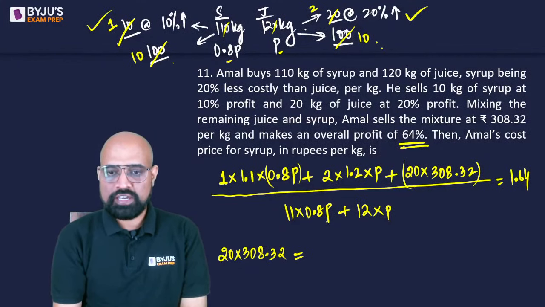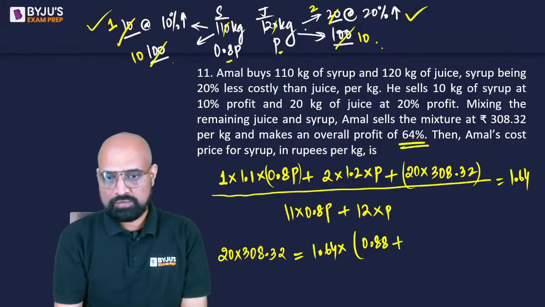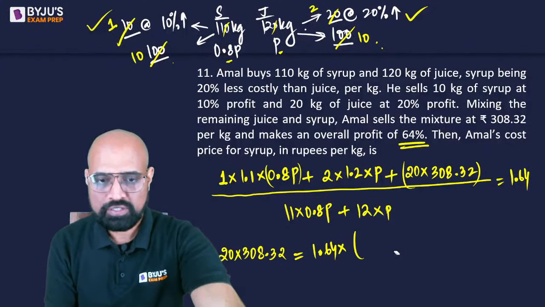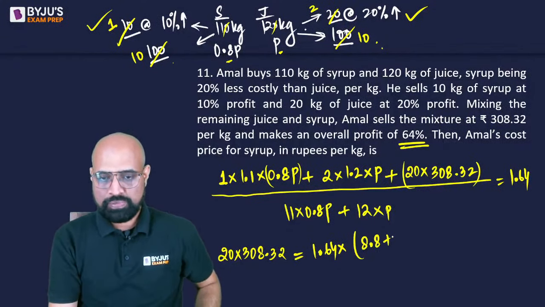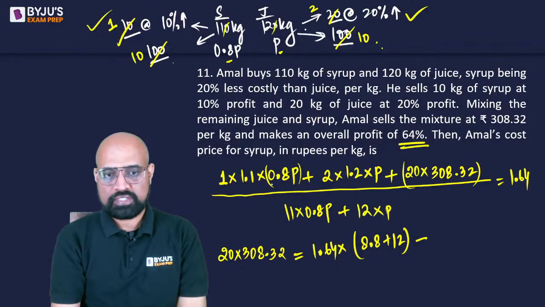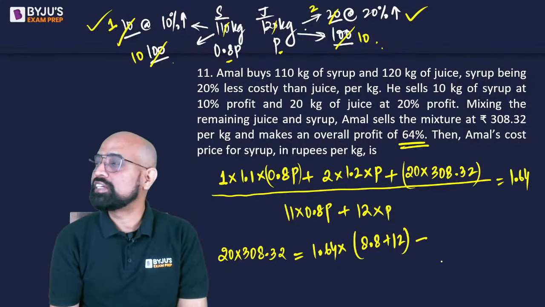This is going to be 1.64 into, sorry, not 0.88, it was 11 into 0.8, so 8.8, plus 12, minus this calculation, right? So this is going to be 2.4 and 0.88.